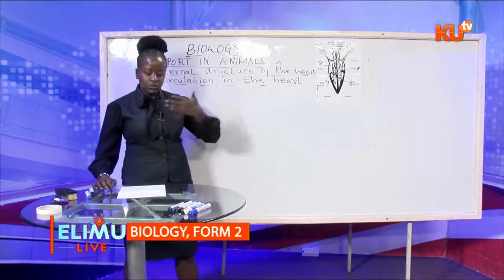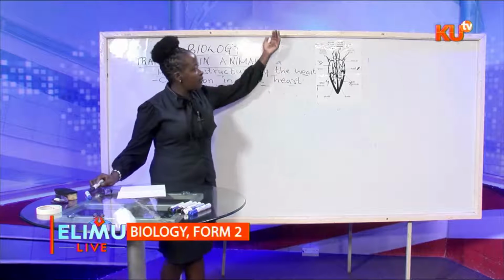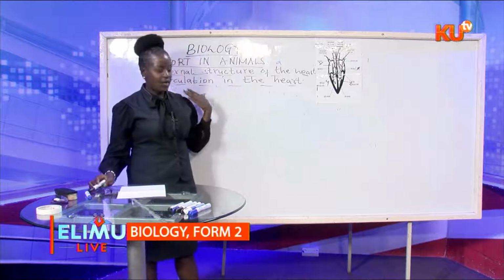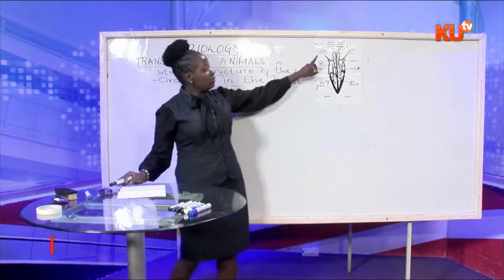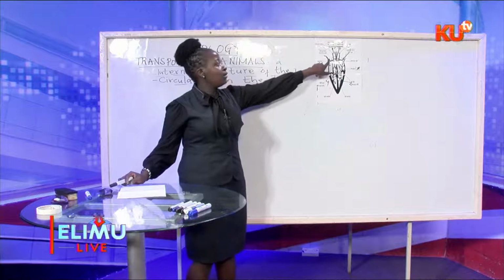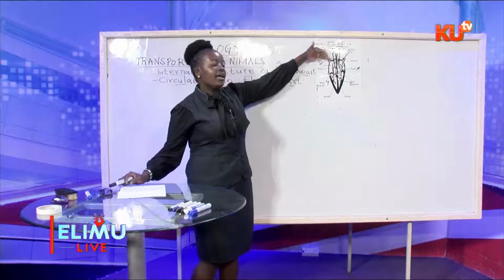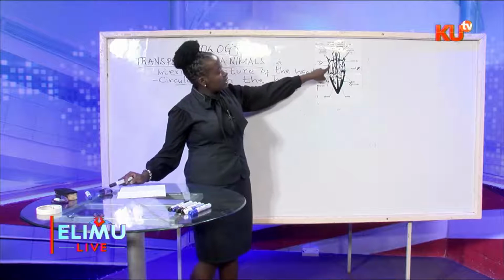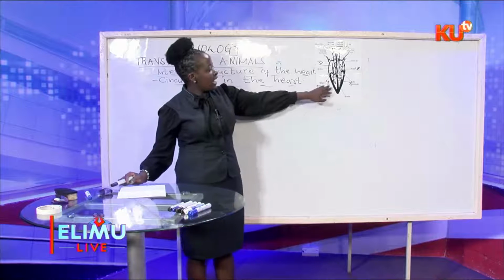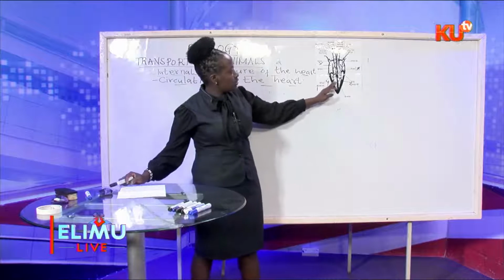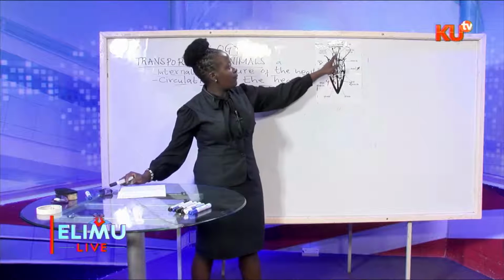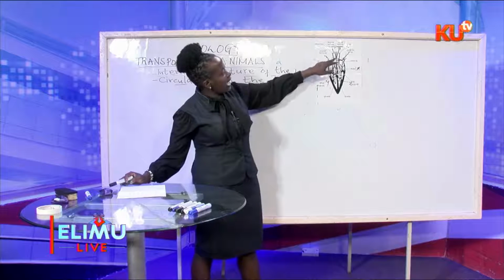If you're told to draw the arrows, you will start from the right side of the heart that you've been given, and you can draw the first arrow in the space that is showing vena cava, the second arrow in the right atrium, the third arrow in the right ventricle, the fourth arrow going upwards towards the pulmonary artery.